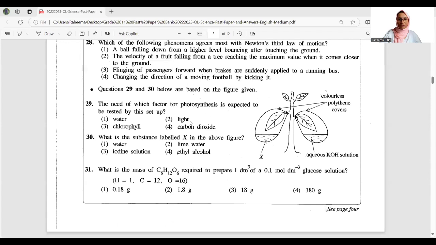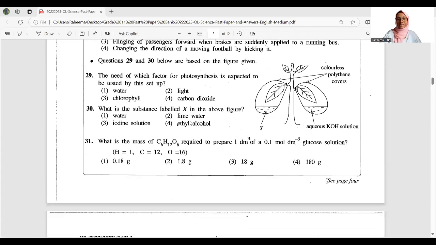The need of which factor for photosynthesis is expected to be tested by this setup? Actually, when we go through this whole syllabus, the photosynthesis lesson is the easiest part I have seen under biology, because you are learning it from primary level. And here we have a setup. This setup makes you feel it's easy because they are mentioning KOH solution. We know KOH solution is a solution that can absorb carbon dioxide. So it absorbs carbon dioxide, and the other part has been marked as X. We don't know what it is. So most of the time this works as the control experiment.